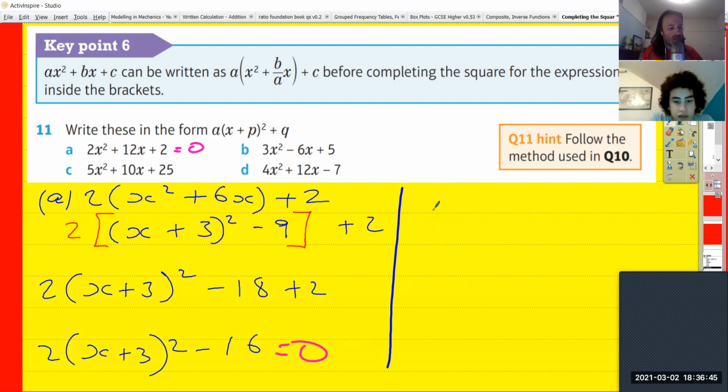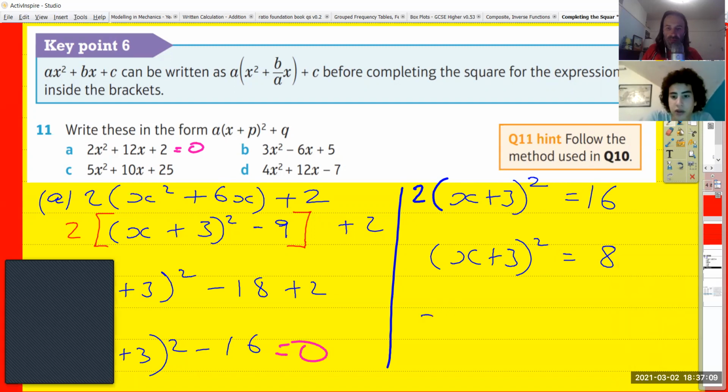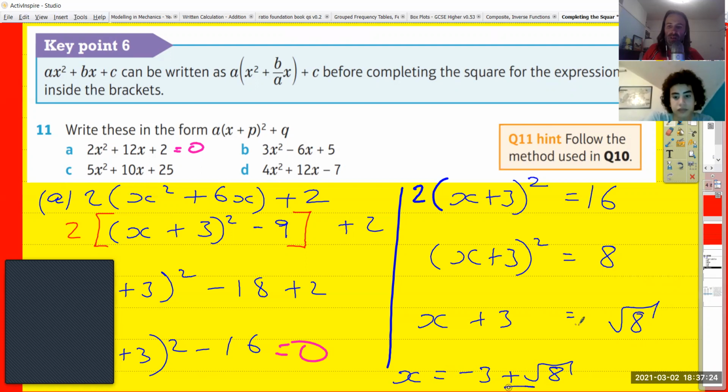It would add 16. So it becomes 2x plus 3 squared equals 16. And you would divide it by 2. So x plus 3 squared equals 8. So x plus 3 equals root 8. So x equals -3 plus root 8, or -3 minus root 8. That's it. I'll just do that because I'm out of space. Great.